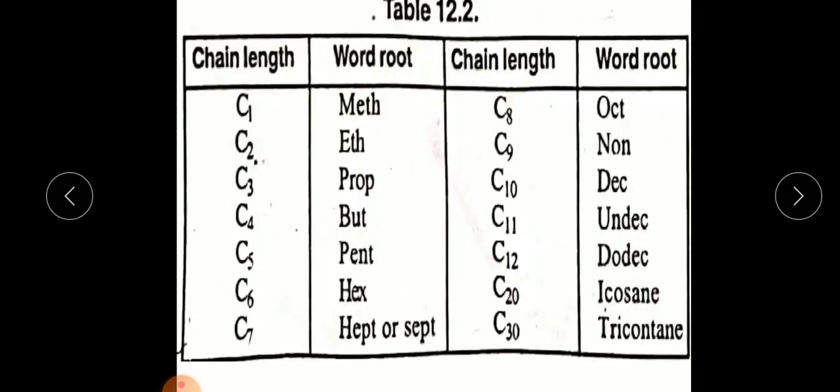Now this table shows what the word root will be depending on the number of carbon atoms. For example, if you have 1 carbon atom, it is meth; 2, eth; 3, prop; 4, but; 5, pent; 6, hex; 7, hept; 8, oct; 9, non; 10, dec. So for example, if you have 2 carbon atoms in the organic compound, we call it ethane; if it is 3, propane; 4, butane, like that. This is the general word root written for the number of carbon atoms present.